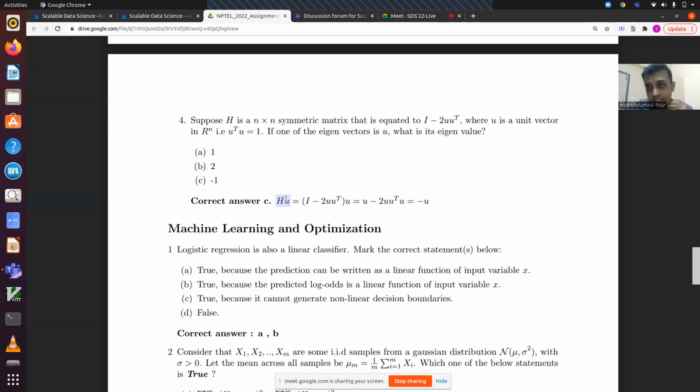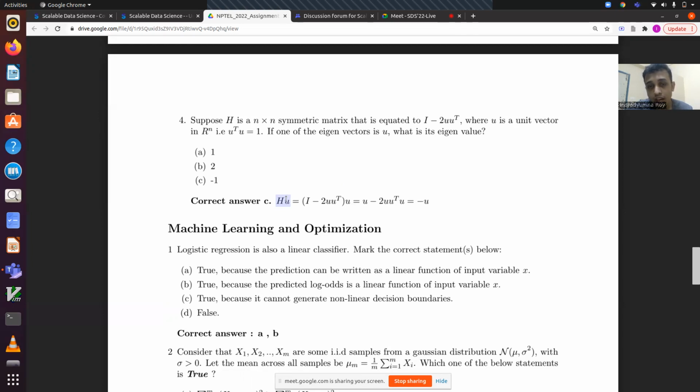So how do you, given any matrix, identify the eigenvectors and the eigenvalues? An eigenvector is such a vector that if you multiply it with the matrix, so if the matrix is H and the eigenvector is, let's say, X, not U, then Hx will be some constant times X. That's the definition of eigenvector and eigenvalue, right?